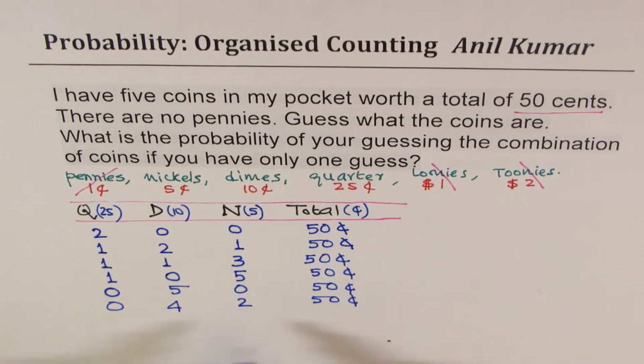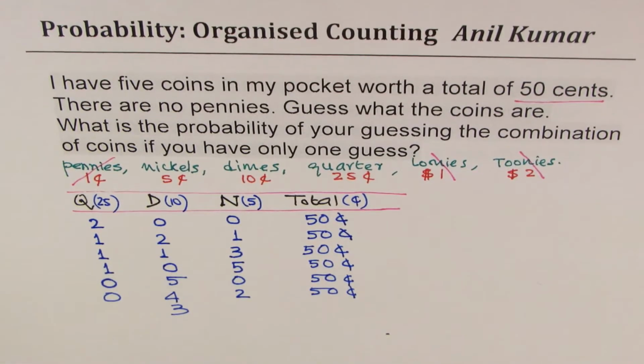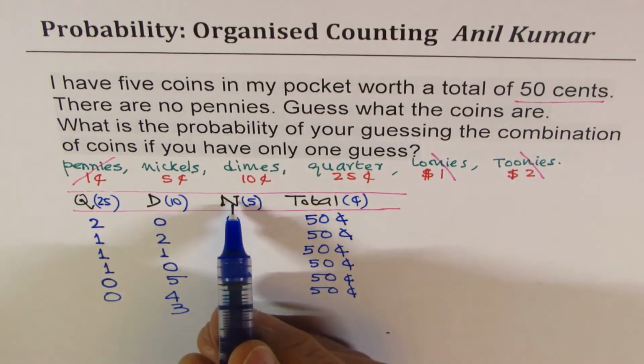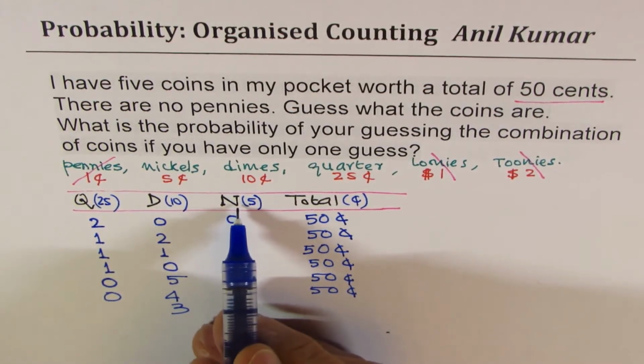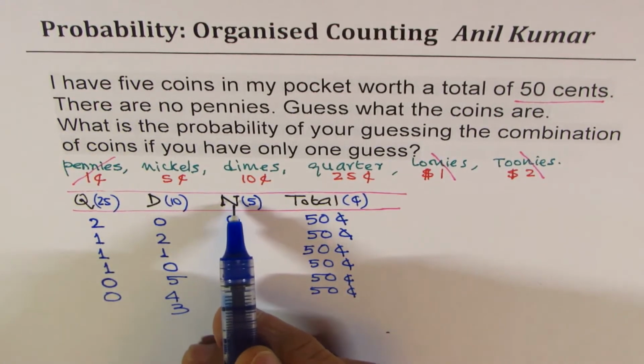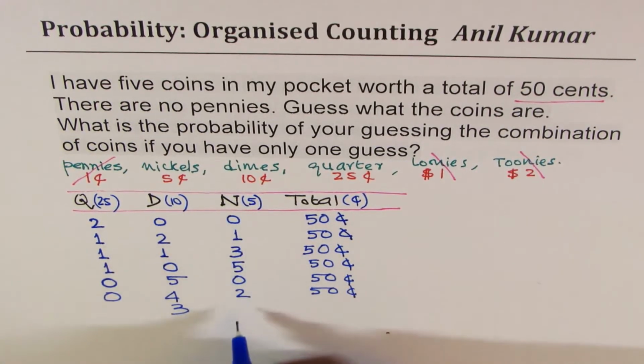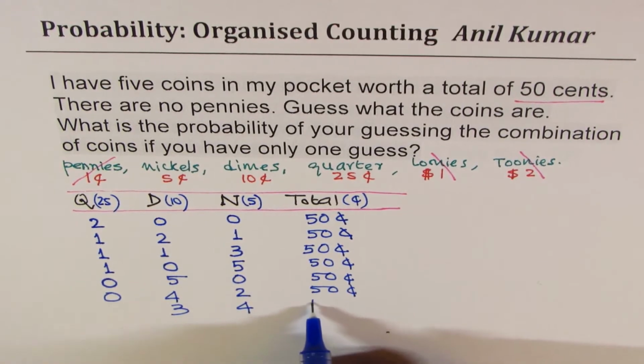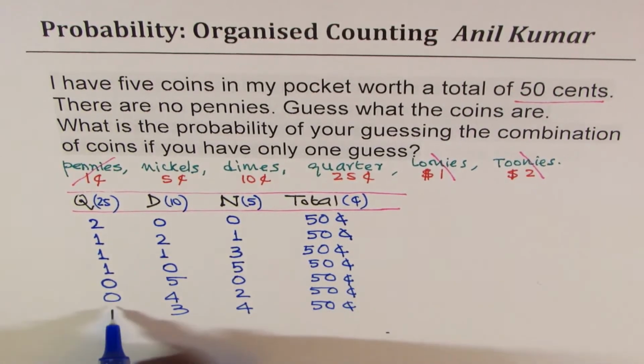Do you see that? And if I have 3 of these, I may have to push this page a bit. Okay, so if I have 3 of these, then I have 30 cents here. To make 20 from nickels, I have to make 4, right? So I have 4. So I have 50 cents total, right?